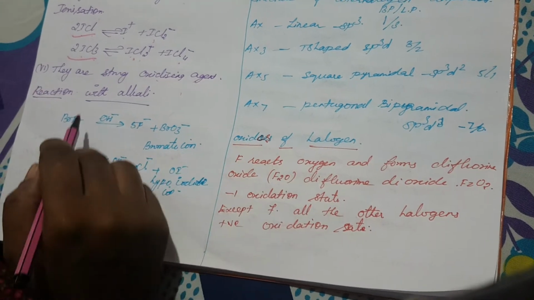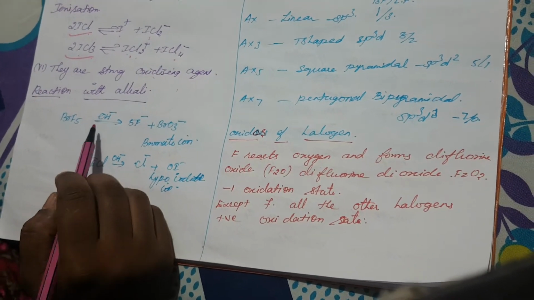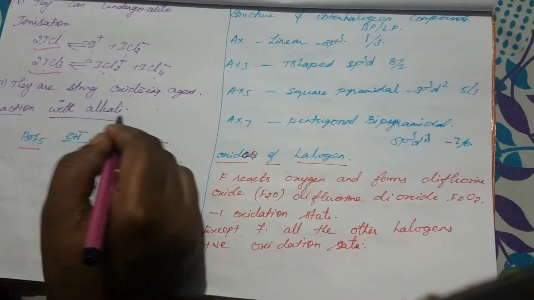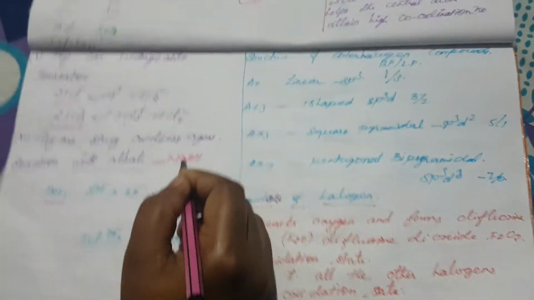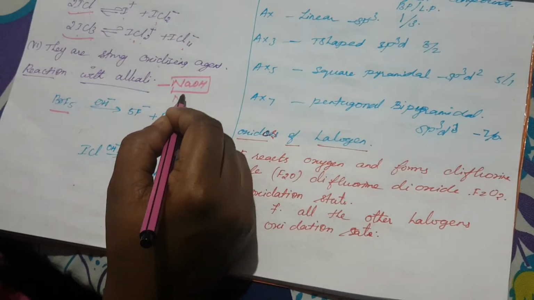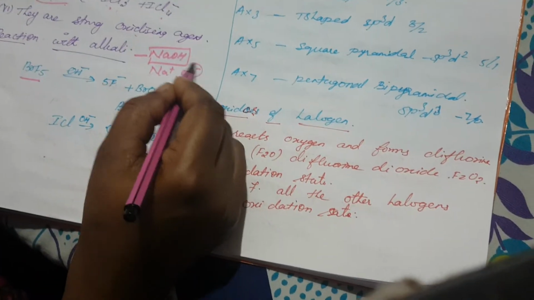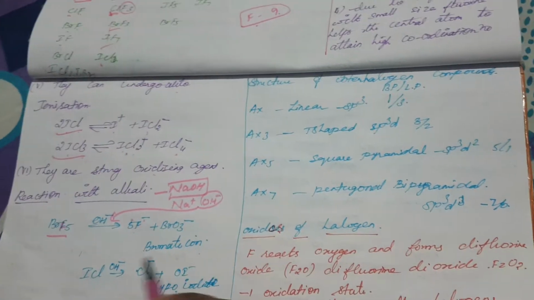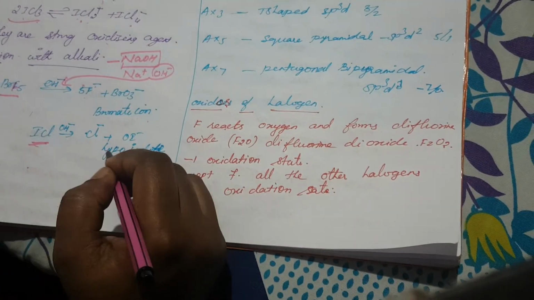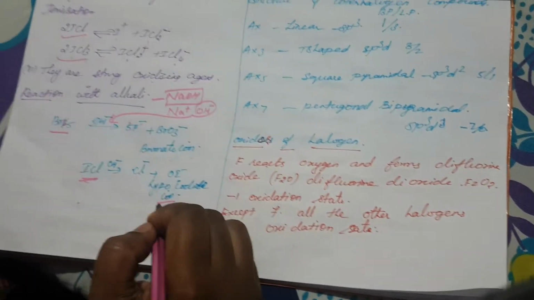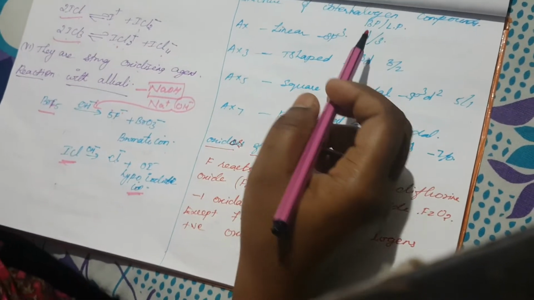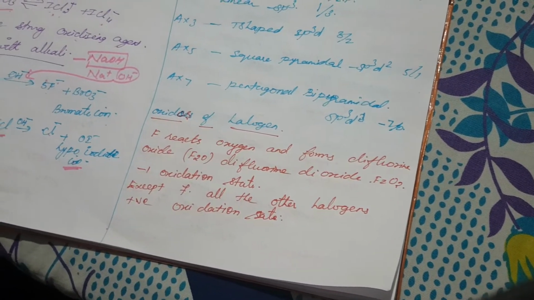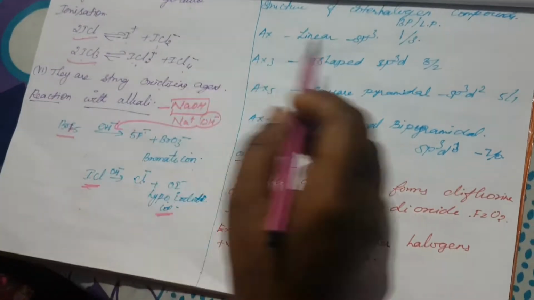Next is the reaction of interhalogen compounds with alkali. For example, BrF5 with alkali. What is the alkali? That is NaOH, giving Na plus ion and OH minus ion. This OH minus ion reacts with BrF5 to give F minus and bromate ion. Here also ICl gives chloride ion and hypoiodite ion. Okay. Next is the structure of interhalogen compounds. The previous book gave a brief account of the structure of interhalogen compounds.